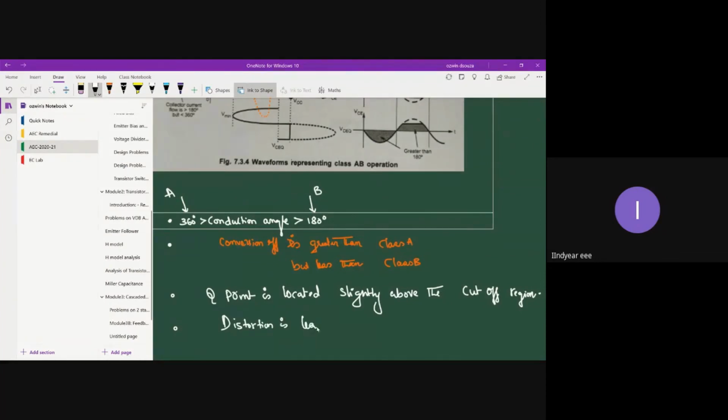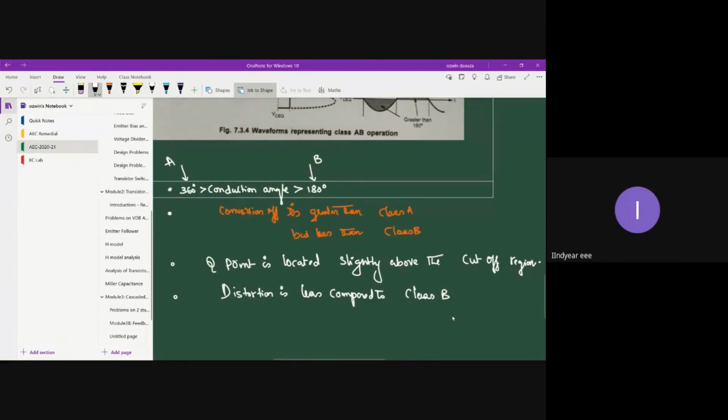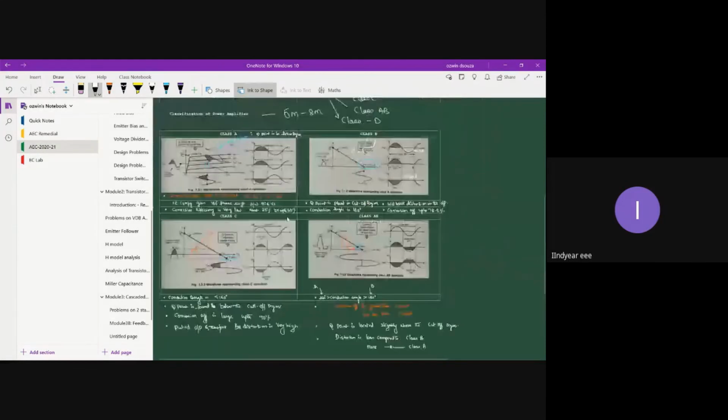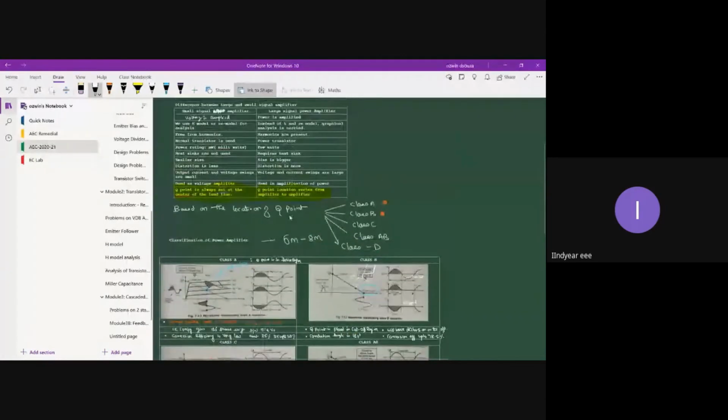And distortion is less compared to class B, because class B amplifier gives an output which lasts for only 180-degree duration. On the other hand, class AB gives an output which lasts for more than 180-degree but less than 360 degrees. So distortion is less compared to class B but more compared to class A. Okay, so this is about the different types of power amplifier circuits.